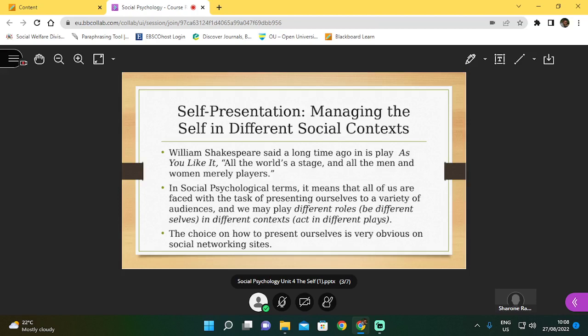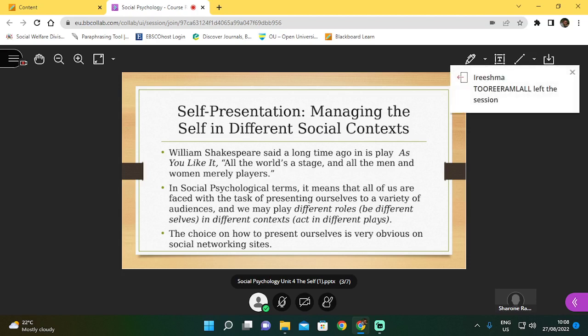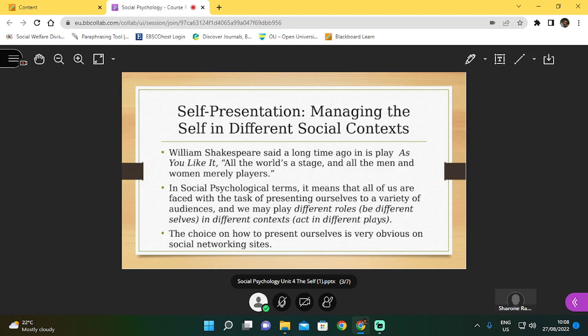Par exemple, William Shakespeare dit que le monde entier, tout ce qui se trouve autour de nous, is like a stage. Et tout ce que nous faisons ici, we are just like actors who are present, nous devons juste participer d'un certain rôle. Et dans social psychological terms, il dit que all of us are faced with the task of presenting ourselves to a variety of audiences, and we may play different roles in different contexts.